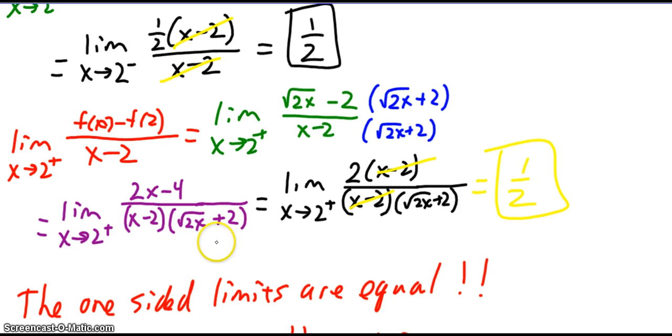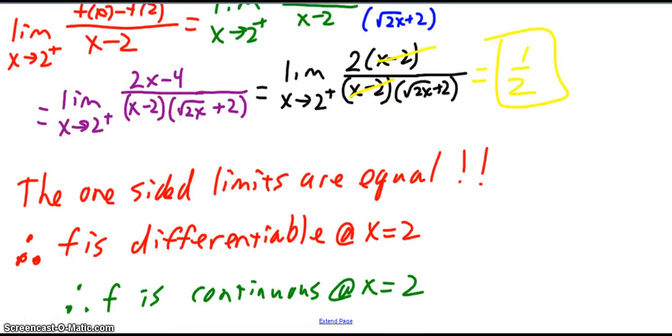Again, I'm trying to get that x minus 2 to go away, so I can factor out a 2 in the numerator. The x minus 2's cancel. Now I can do direct substitution, and I get 1/2 again. So I'm really excited because the one-sided limits are equal. Therefore, that's what the three little dots mean, f is differentiable at x equals 2, and if it's differentiable at x equals 2, I know that f is continuous at x equals 2. Remember, differentiability means continuity. The converse is not necessarily true.